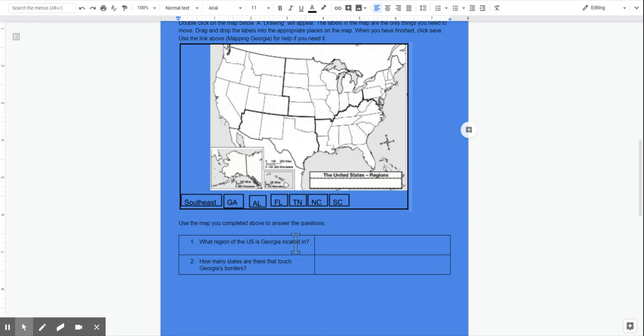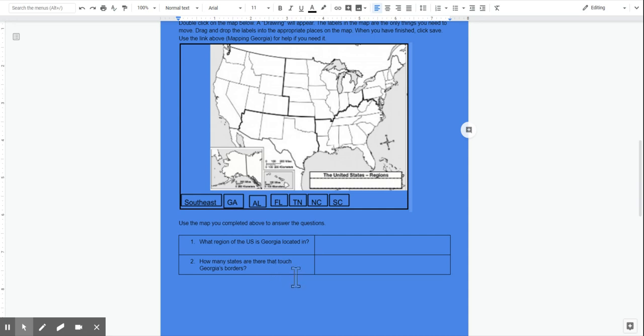Next section. What region of the US is Georgia located in? So this is where you have to be observant, okay, guys? If you don't already know the answer, how can you figure this out? Look at the map directly above, okay? What region of the United States is Georgia in? North, east, south, west. Georgia being right here, this is Never Eat Soggy Waffles, south, southeast. And look, it's right here, okay?